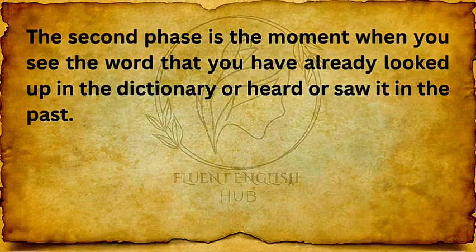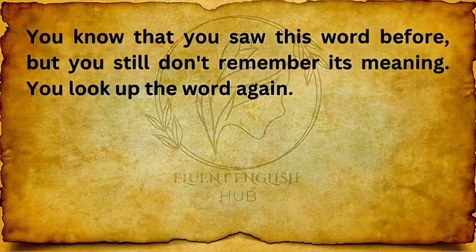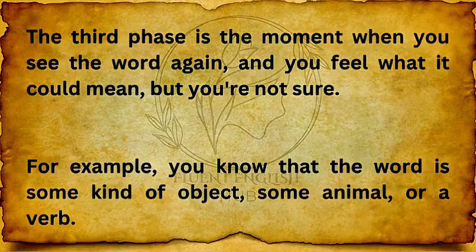The second phase is the moment when you see the word that you have already looked up in the dictionary or heard or saw it in the past. You know that you saw this word before, but you still don't remember its meaning. You look up the word again. The third phase is the moment when you see the word again, and you feel what it could mean, but you're not sure. For example, you know that the word is some kind of object, some animal, or a verb.